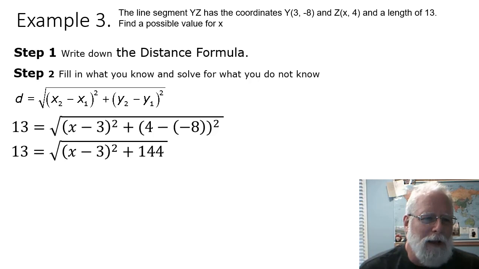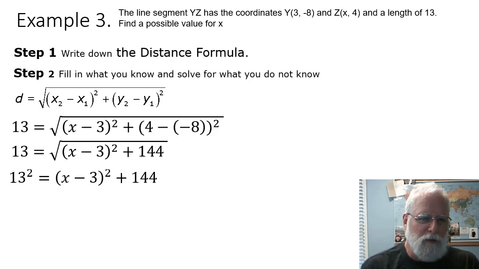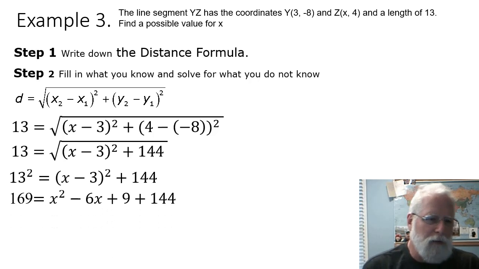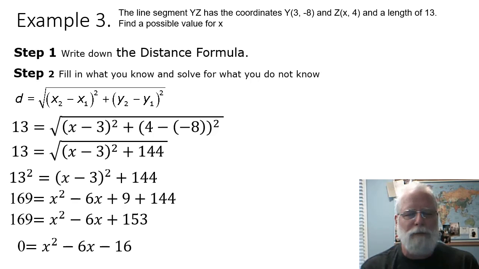And then I can square both sides, and that'll get rid of the square root on the one side. So that would give me 13 squared is equal to x minus 3 squared plus 144. And then I can square x minus 3, and that's going to give me 169, which is 13 squared, is equal to x squared minus 6x plus 9 plus 144. And then I can simplify this, and then it's a quadratic, so I'm going to make it equal to 0. I've got a quadratic of 0 is equal to x squared minus 6x minus 16.